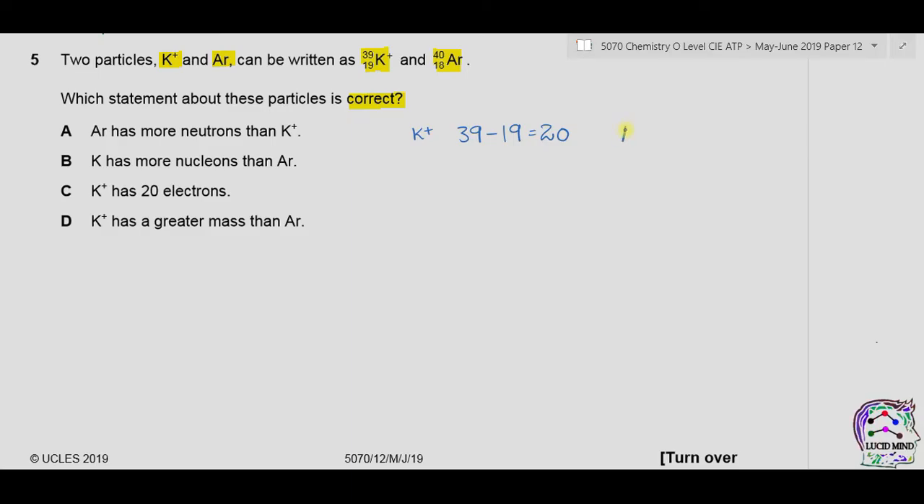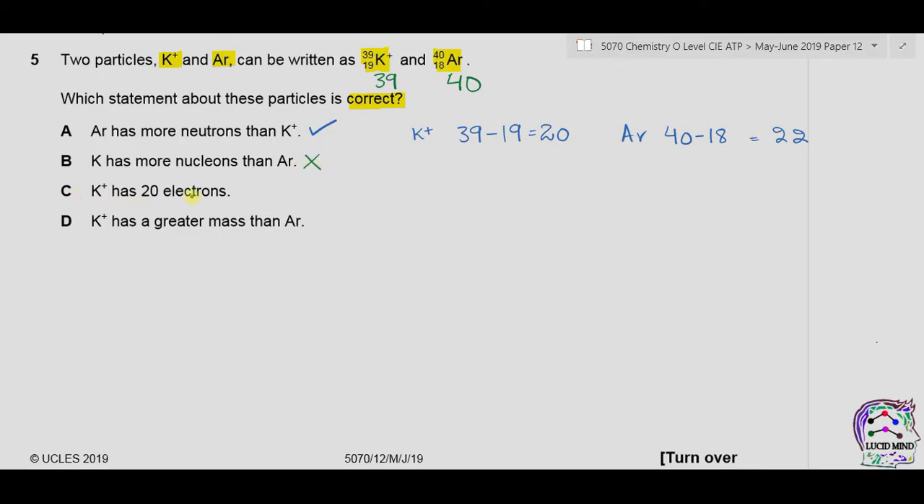Similarly, for argon, we can find out the number of neutrons by subtracting 40 minus 18. So it comes equal to 22. So we can see that argon has 2 more neutrons as compared to K positive. So statement A could be correct. B. Potassium has more nucleons than argon. Now we can see that nucleon number is given. For K positive, nucleon number is 39, while for argon the nucleon number is given as 40. So we can see that argon has more nucleons as compared to K positive.